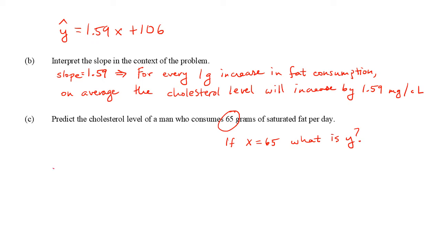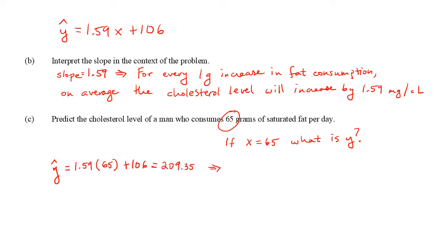So using our y hat here as our estimator, we'll take 1.59 times x plus 106, and that'll give us something around 209.35.